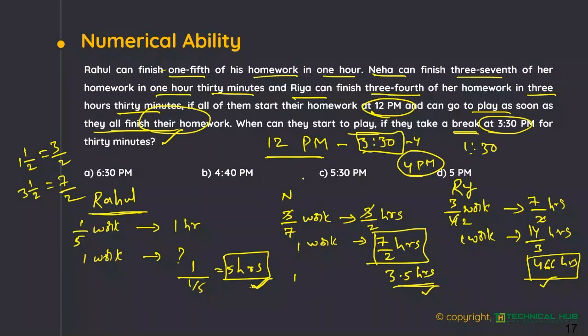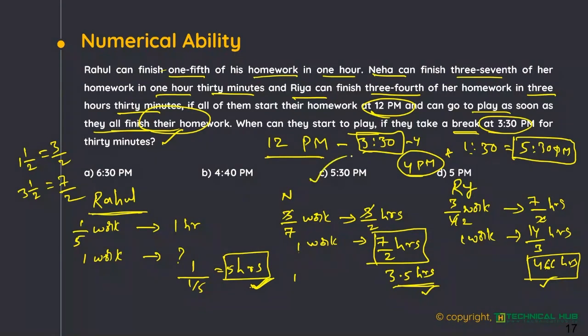Here, as Rahul is taking much more time compared with the remaining two persons, you need to take the reference time period for Rahul only, not for the remaining people. All three members will definitely finish the work by 4 p.m. plus 1.5 hours, that is 5:30 p.m. Exactly by 5:30 p.m. all three members will go for play. Option C is the right answer.